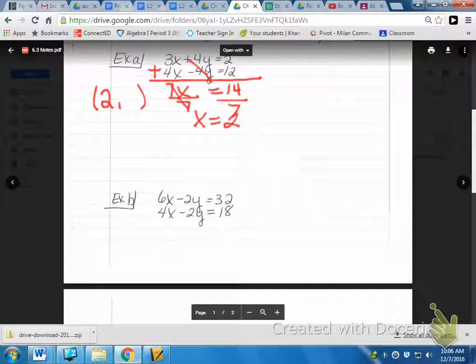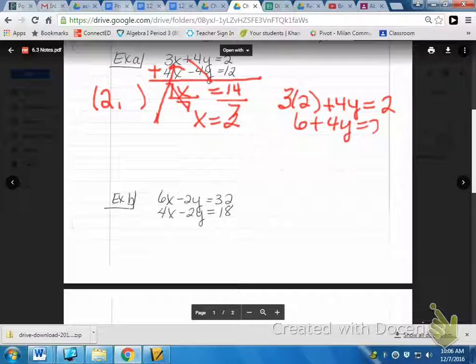Now honestly, it does not matter which one you go back to. You can just arbitrarily pick. Let's go into the top one. So that would be 3 times 2 plus 4y equals 2. I substituted 2 in place of that x. So 6 plus 4y equals 2. Subtract 6. 4y equals negative 4. Divide by 4, y is negative 1.